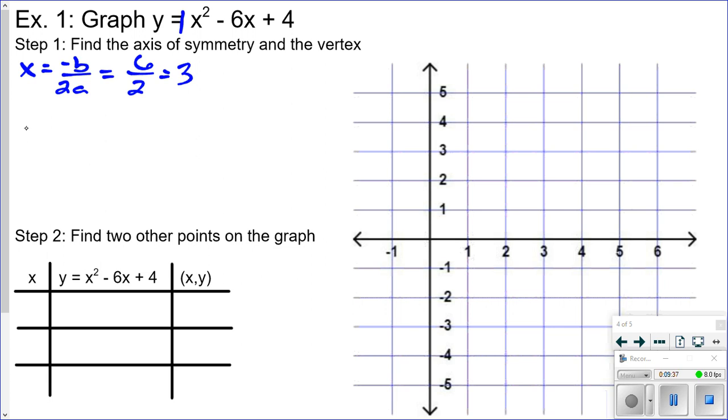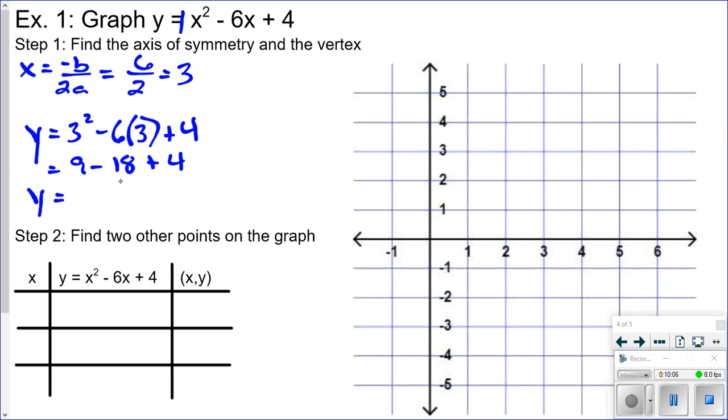All right, so I'm going to take my function and I'm going to substitute in 3 for x. So it's going to give me 3 squared minus 6 times 3 plus 4. Okay, so all I did was replace x with 3. I substituted in 3. So let's work on simplifying this. So that gives me 9 minus 18 plus 4. 9 minus 18 is -9, plus 4 is -5. So the coordinates of my vertex are 3, -5.